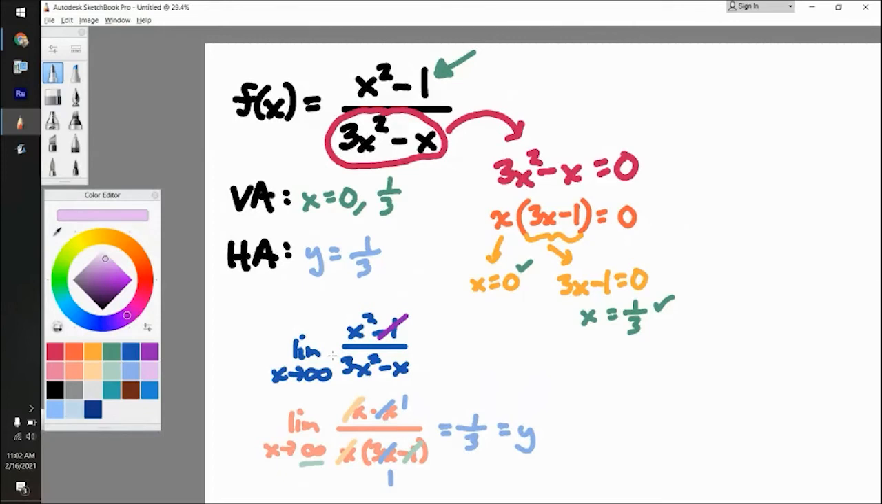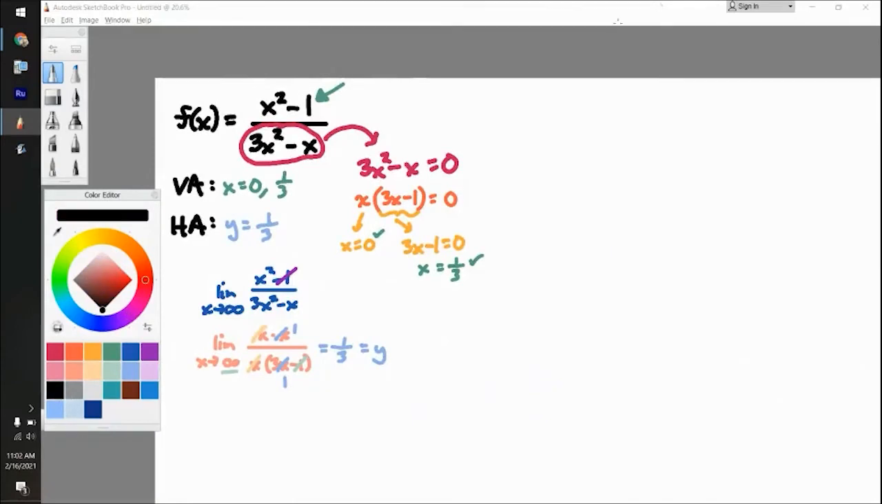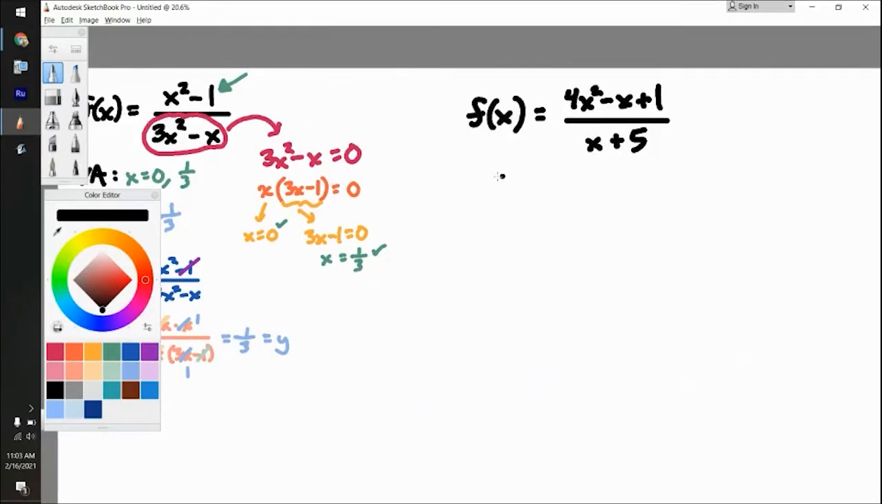Okay, let's do another one. f of x is equal to 4x squared minus x plus 1 divided by x plus 5. Just like before, I want the vertical asymptote and I want the horizontal asymptote.